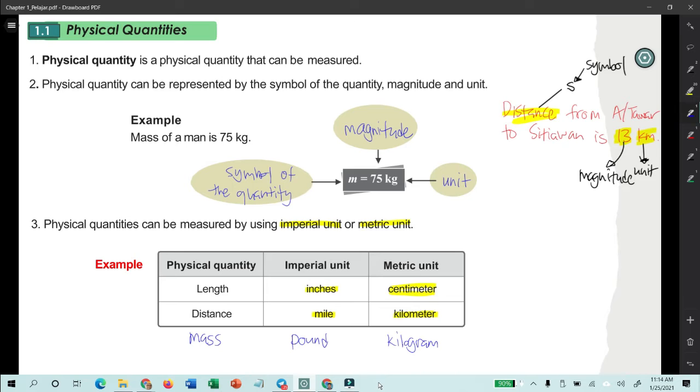The ones that we commonly use in our daily lives are more the metric units. We are not using imperial units much, so they have become less popular. Sometimes we might use inches, feet and so on, but nowadays these units are becoming less popular, more to metric units.